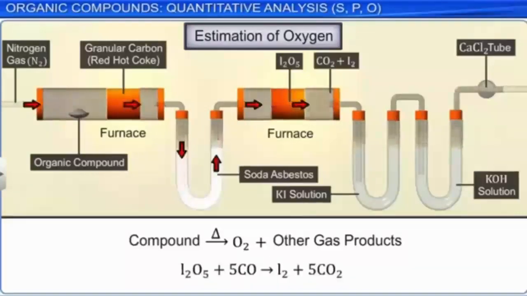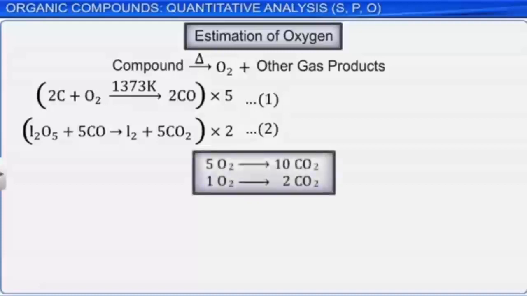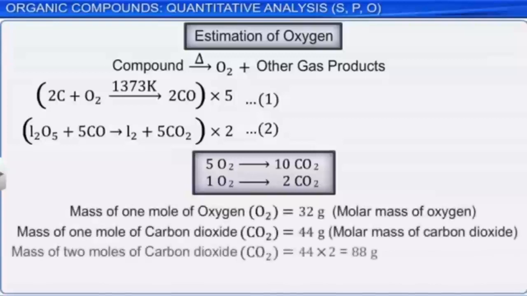To make the amount of carbon monoxide produced in the first equation equal to the amount of carbon monoxide used in the second equation, multiply the first and second equation with 5 and 2 respectively. It is clearly evident from the equation that 1 mole of oxygen liberated from the compound produces 2 moles of carbon dioxide. Thus, 88 grams of carbon dioxide is obtained if 32 grams of oxygen is liberated.